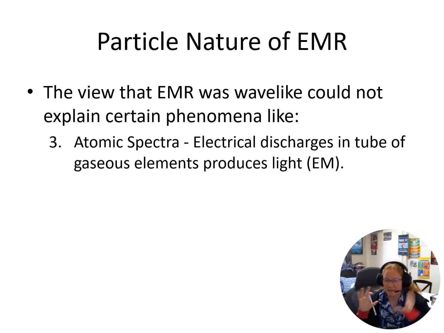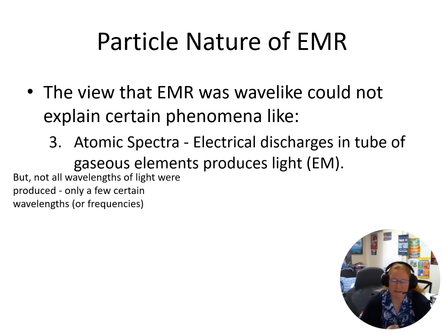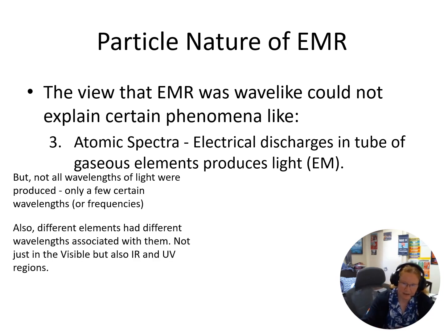So we get these gas discharge tubes, these cathode ray tubes, where depending on the element that I have in my tube, I get light. Now, some important things to understand. Not all wavelengths were produced. Only a few wavelengths or frequencies were produced. And different elements had different wavelengths. And we saw this not just in the visible spectra, but in the infrared and ultraviolet regions, okay?